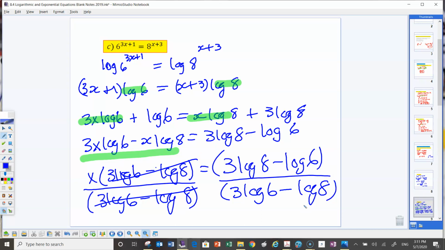So it's going to be 3 log 8 minus log 6, all divided by 3 log 6 minus log 8, and I get an answer of 1.35 when you round off to 2 decimal places. So that's probably as hard as they get. So if you understand this example, you should be good.